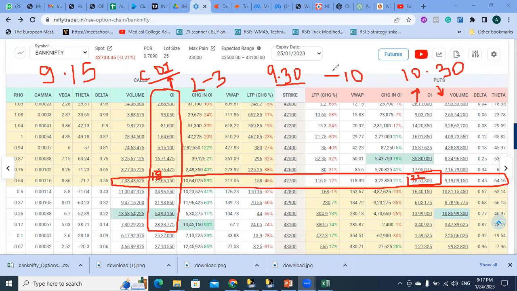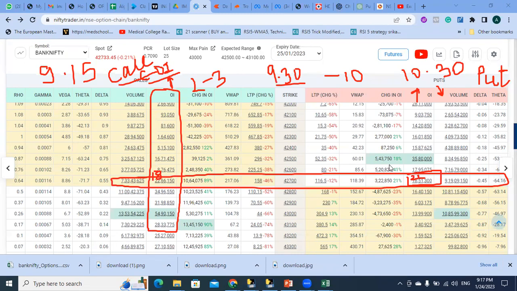Call OI is increasing means call sellers are increasing. If call sellers are increasing, they will try to keep the market down. Great, very good. What will happen if put OI is increasing? Put OI is increasing means put sellers are increasing. If put sellers are increasing, it means the market will go up. Yes, very good.